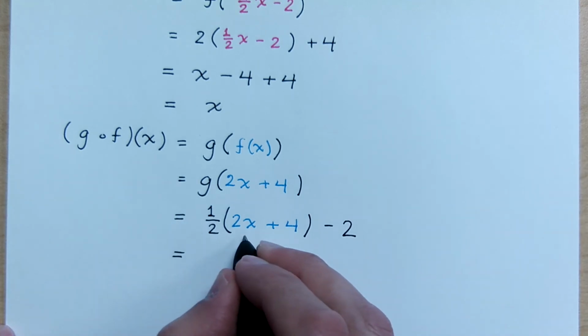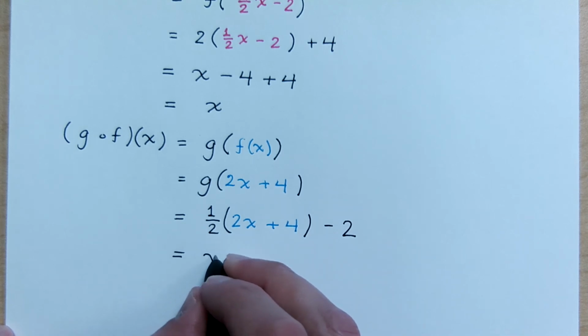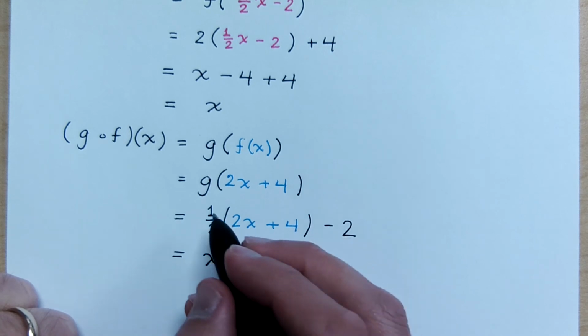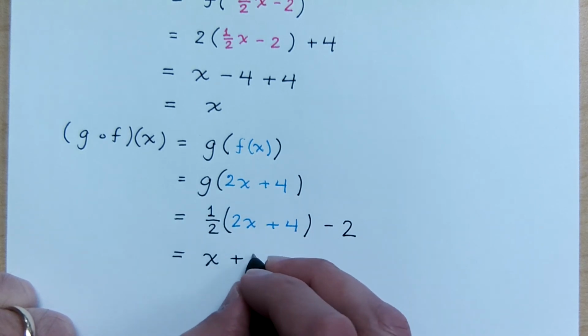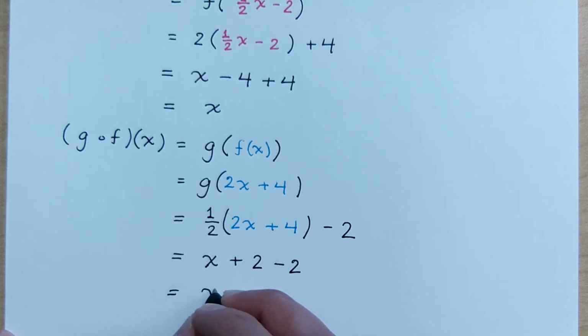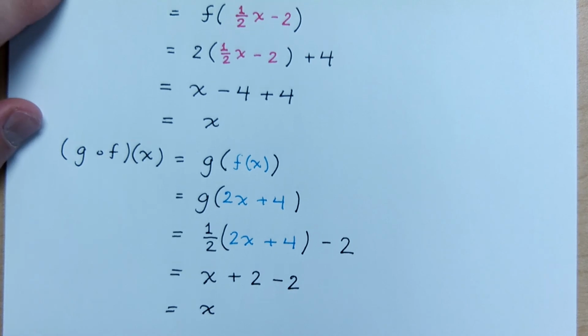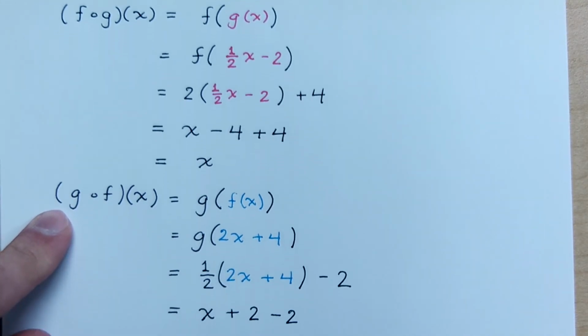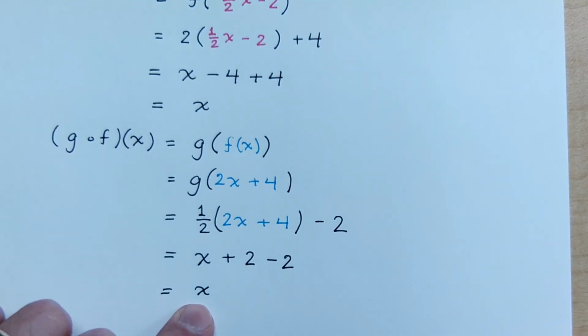So now distribute this. What's half of 2x? Hopefully you know that half of 2 is 1, right? Okay, in case you did not know, half of 2 is 1. And now that you know, you're better for it. Keep distributing. Half of 4 is 2, and then of course there's that minus 2. And when you simplify this, you again get x. So for each of these compositions, when I did f of g of x, I got back to x. When I did g of f of x, I also got back to x.